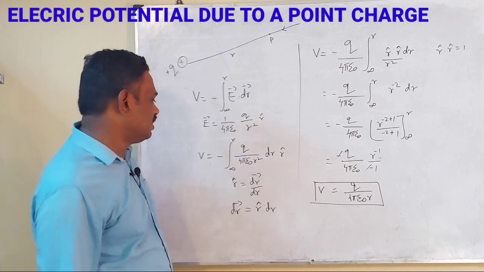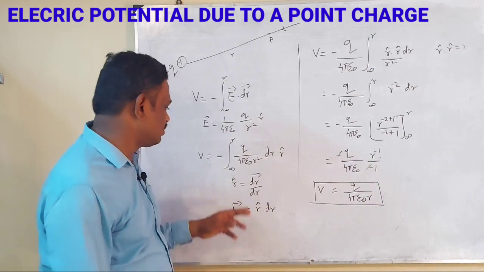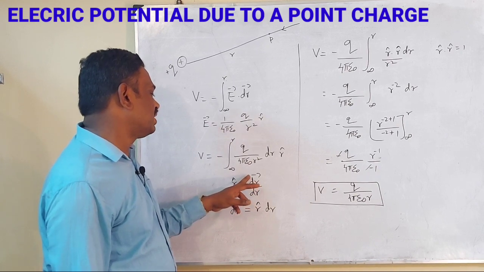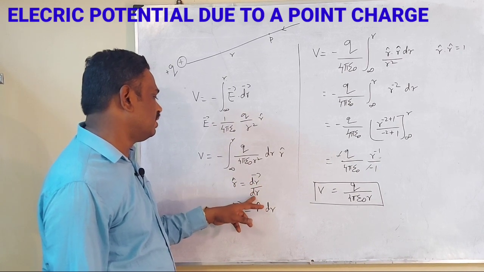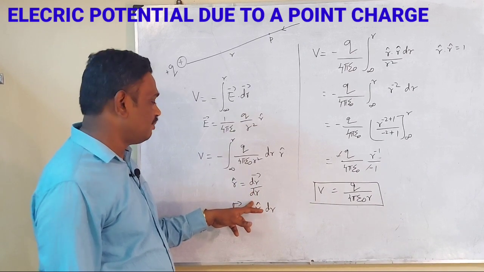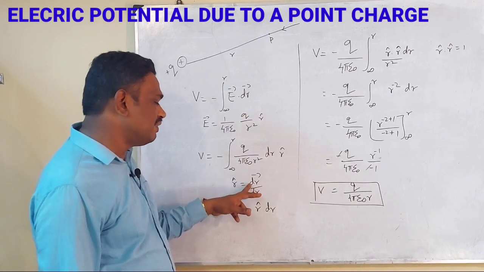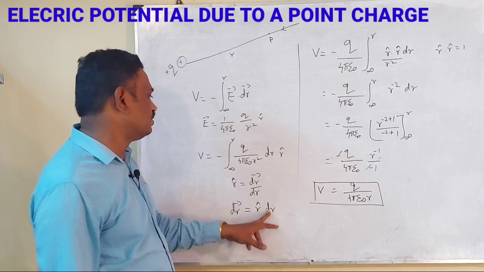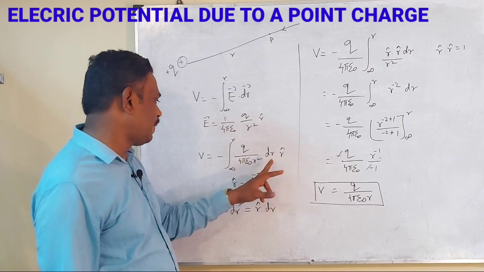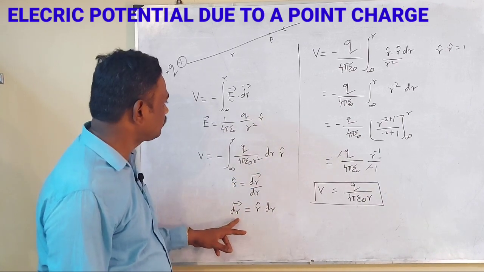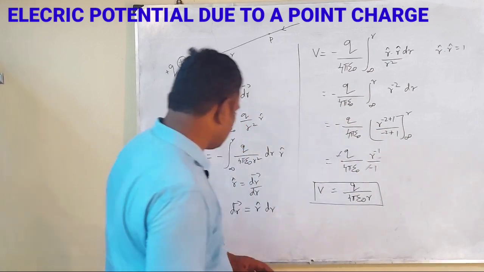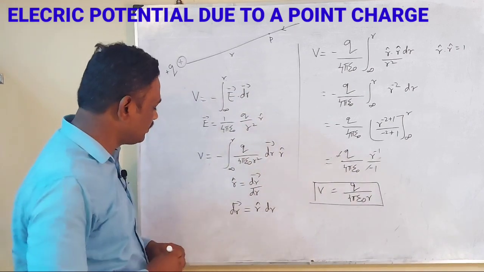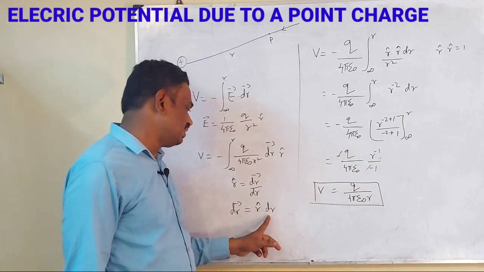Okay. Here R cap is a unit vector, so we can write the unit vector R cap is equal to the vector divided by its magnitude, dr vector divided by magnitude of dr. From this we can write dr vector is equal to R cap into dr. So, instead of dr we can substitute, actually this is a dr vector. So, dr vector is equal to R cap into dr.